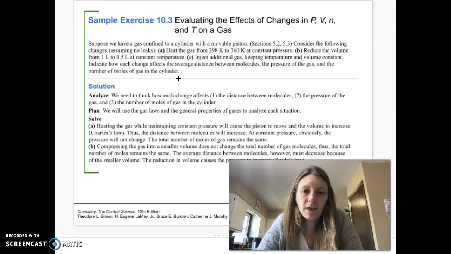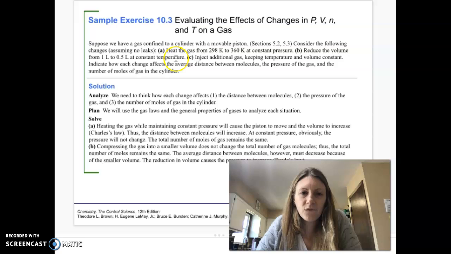A: Heat the gas from 298 K to 360 K, so kelvins, at a constant pressure. B: Reduce the volume from 1 liter to 0.5 liters at a constant temperature. C: Inject additional gas, keeping temperature and volume constant. And then indicate how each change affects the average distance between molecules, the pressure of the gas, and the number of moles in the cylinder.